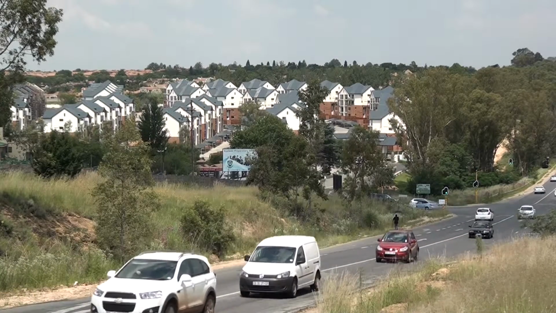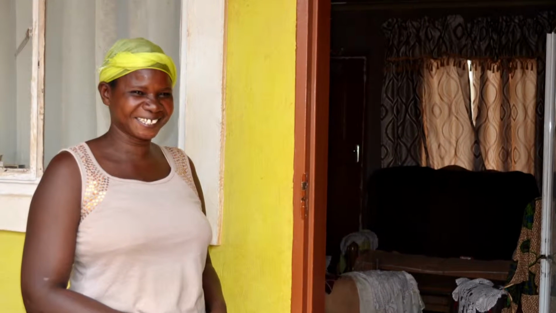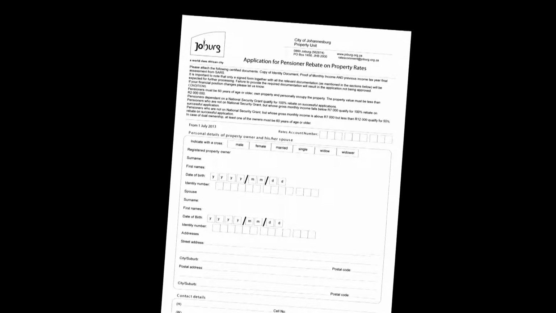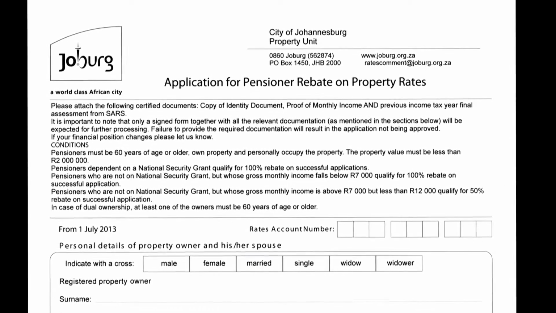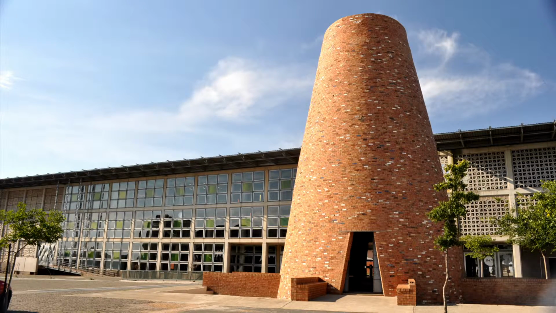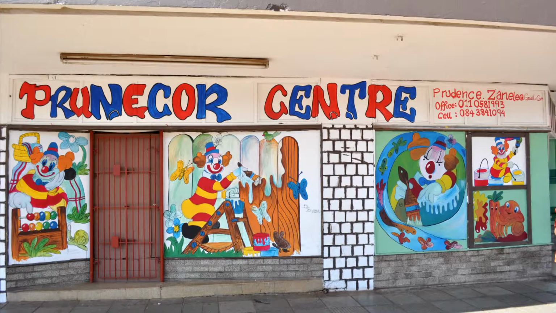Which property owners can get a rates rebate? If you have a limited income, or are on social assistance, or are a pensioner, you can apply for a rates rebate. For this, you must show proof of income, and your property value must not be more than 2 million. And remember, certain properties like heritage sites, farming and social funding institutions can also get rebates.